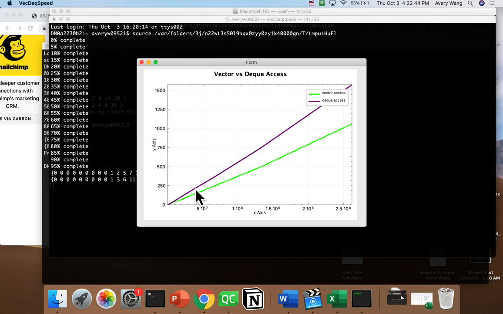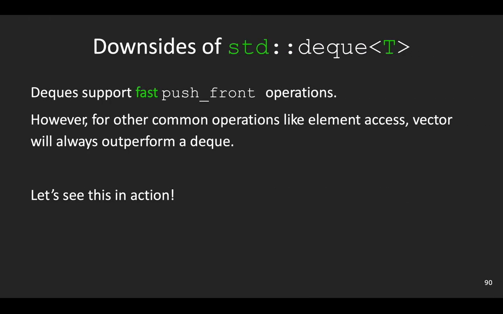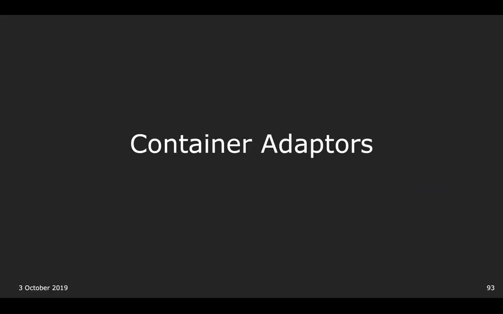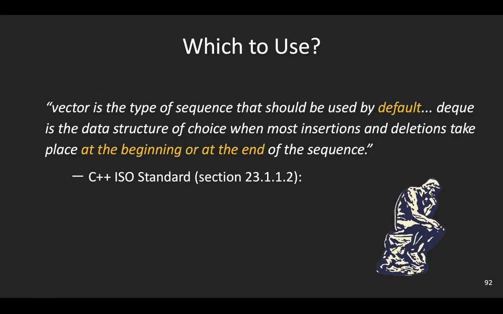In this case, you can see we're on the order of 1500, and the deque is a lot slower than the vector accessing. So the takeaway from this, that should be your takeaway: use the vector by default. Use a deque when you really are only working with the front or the end of your data structure.